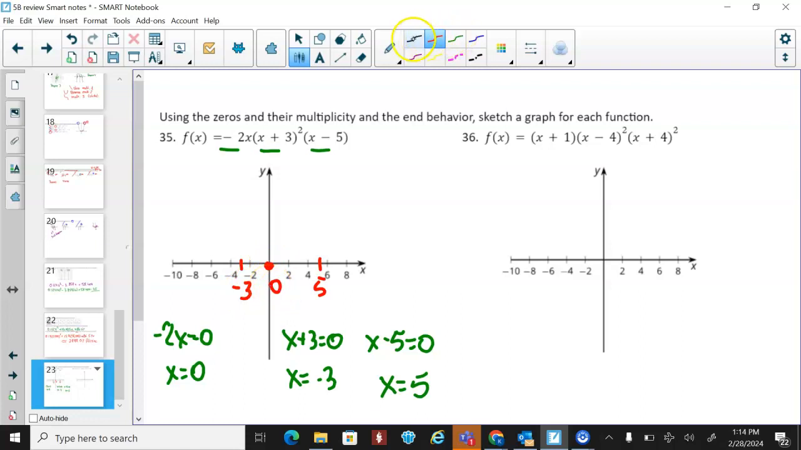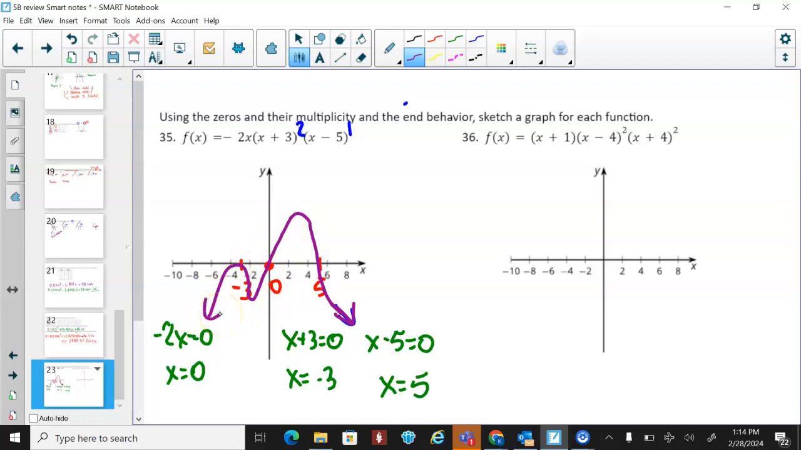Now, what else do I know? I also know that my leading coefficient is negative, okay? So that means my function is going to start from the bottom. What else do I know? I also know that my multiplicity is a 2 in here and a 1 in here. So at 3, it's a bounce. And at 5, it's a slice. So coming from the bottom, from a negative leading coefficient, I'm going to slice through the 5. Okay, I'm slicing through a 0, and I am bouncing at 3.